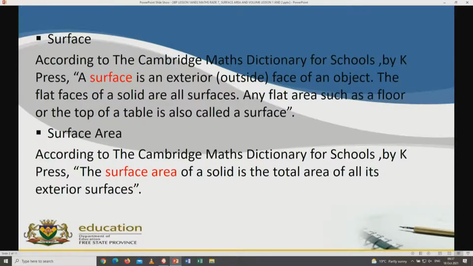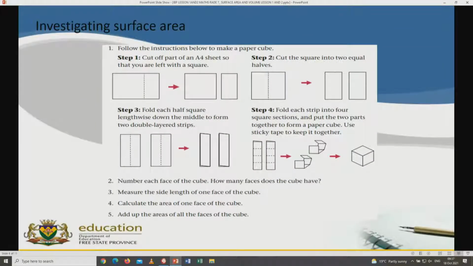Now let's continue. This is what we did when we were creating a cube. Now, number each face on the cube, and how many faces does a cube have? We said a cube has 6 faces. We have answered that question. Number 3, measure the side length of each or one face of the cube. We have measured the length of all sides, and we discovered that it is 5 centimeters.